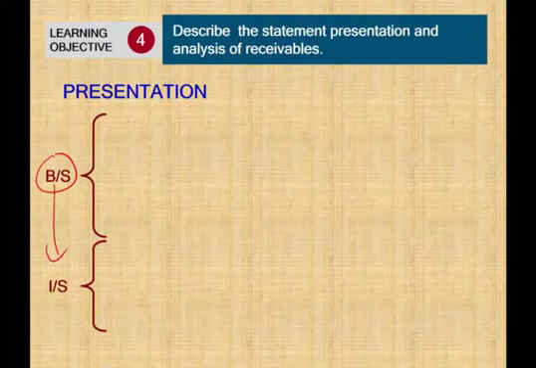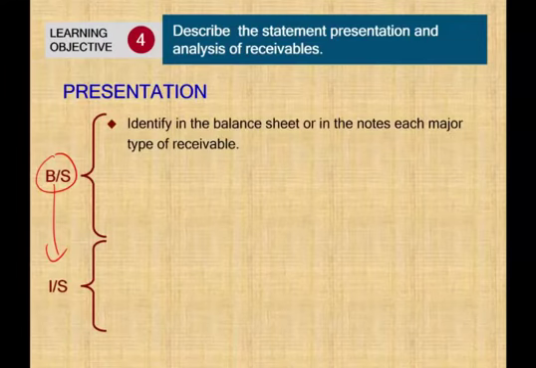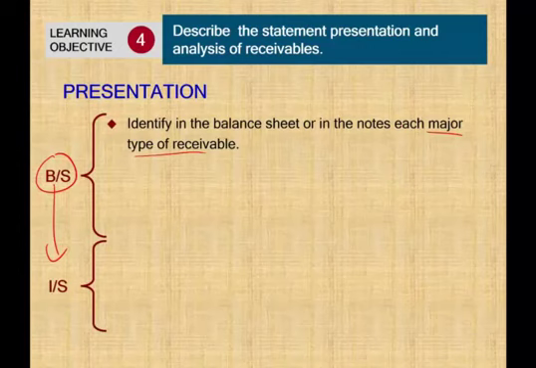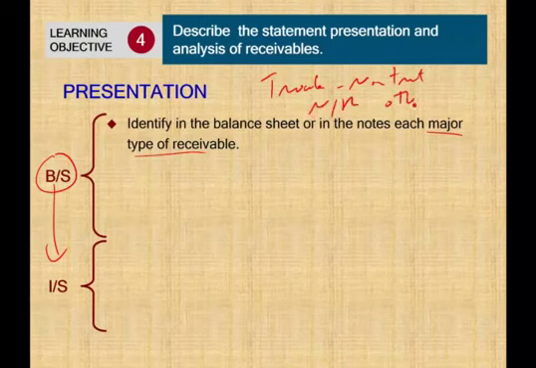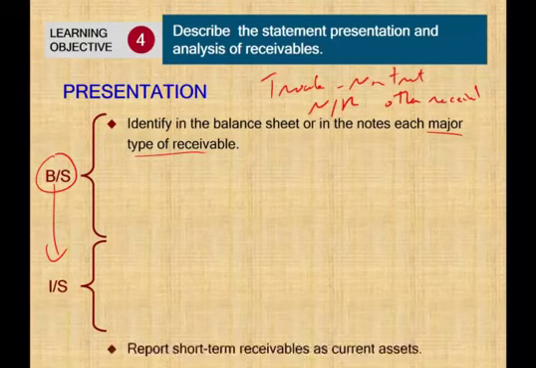So what do we need to present on the balance sheet? Well, the first thing we need to do is identify, in the balance sheet or in the notes, the major types of receivable. What are the major types of receivable? If you remember at the beginning of this chapter, we said we could have trade, non-trade, we could have notes receivable, and we could have other receivable. So we have to break our receivable into various components, and we'll look at an example shortly.